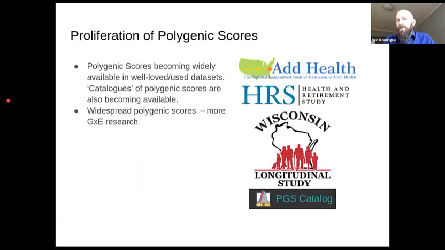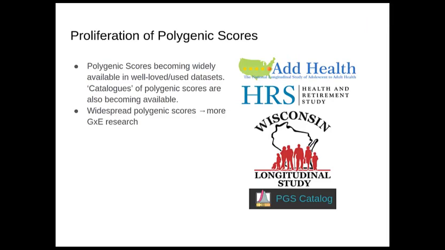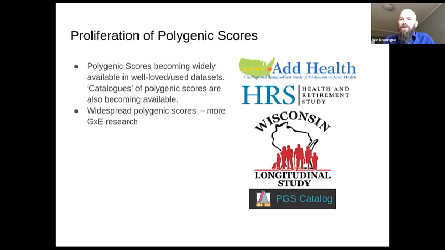As you all know, we're living through a moment where there's a real proliferation of genetic data, and in particular, there's a proliferation of polygenic scores. So many of the big data sets that social scientists have long used, like the AdHealth and the HRS and the WLS, are now releasing polygenic scores for those data. There are catalogs being made available that contain polygenic scores for an even broader swath of data sets. And I think one side effect of this is that as polygenic scores become more widely available, we're likely to start seeing a lot more gene by environment interaction research.